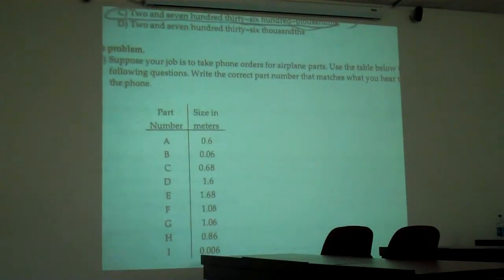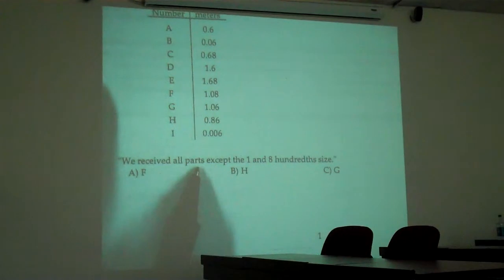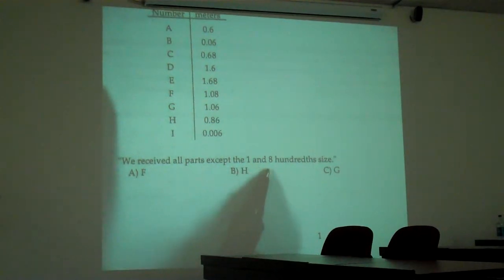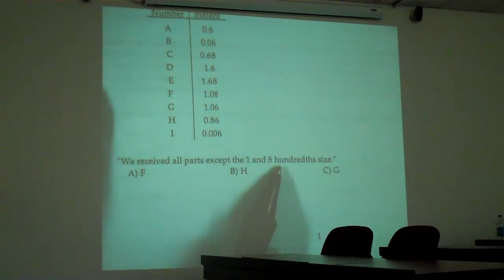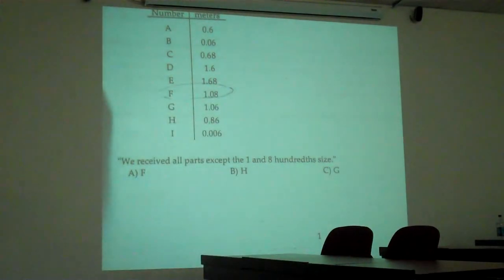Number 5. Suppose your job is to take phone orders for airplane parts. Use the table below to answer the following questions. Write the correct part number that matches what you hear the customer say on the phone. So if the customer says, we received all parts, that wouldn't be the customer. Oh, okay. We received all parts except the one and 800 size. Which one is the 1 and 800s? F. F? 1 and 800s, F.